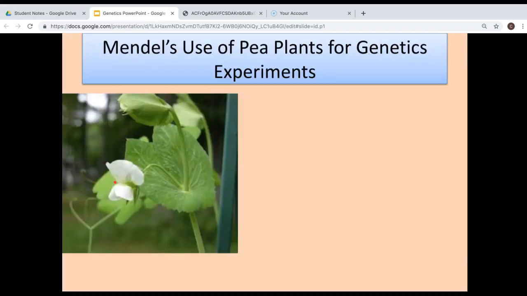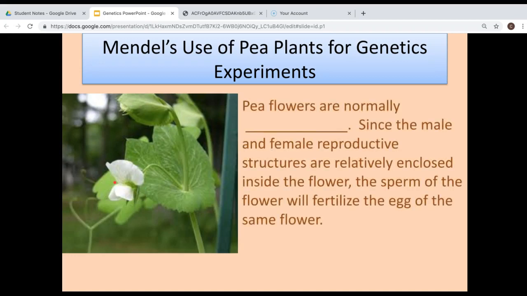All right. So, how did he use these pea plants? Anytime you talk about genetics, of course, you're going to have to talk about Mendel. Okay, so this is the most boring part of genetics here, but we do need to learn a little bit about history as we do these things. So pea flowers are normally self-pollinating.